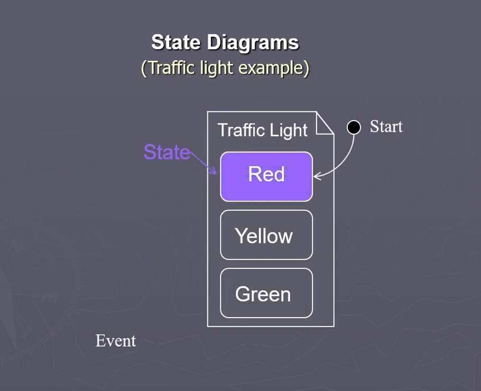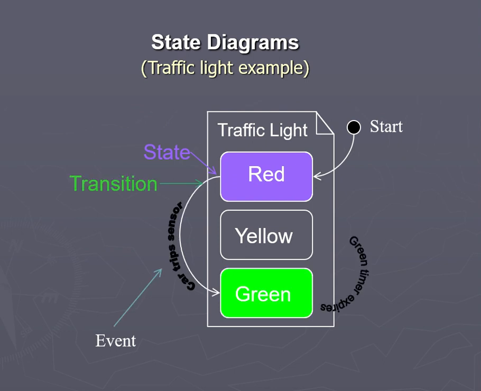State diagram, a traffic light example. The states will be red at the start, then yellow, and green. The car strip can be a sensor, and the green timer expires. Okay, those will be the events, and the yellow timer expires.